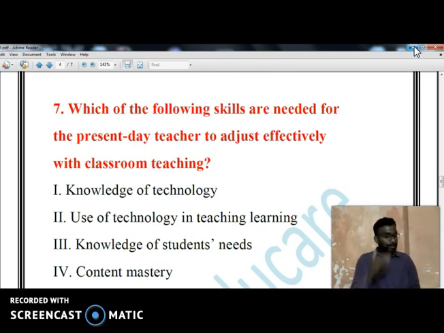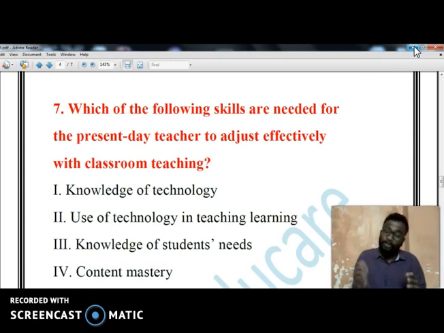So the use of technology in teaching-learning is more important to adjust effectively in classroom teaching. Nowadays in classroom teaching, the use of projectors is increasing: PowerPoint presentations, video classes, audio classes. For this purpose, in order to adjust effectively in classroom teaching, the use of technology is really required. Knowledge of students' needs: yes, without knowing the students' needs, one cannot teach effectively. In order to teach effectively, the teacher should know the needs of the students, right? And content mastery, yes. If the teacher is not okay with the subject or the content, he cannot be efficient.